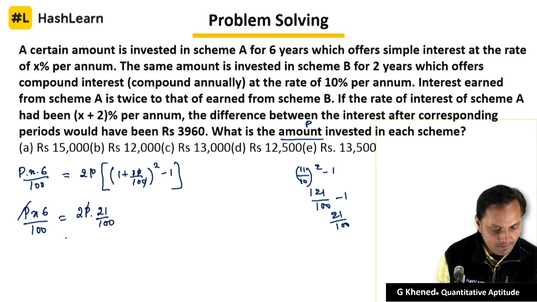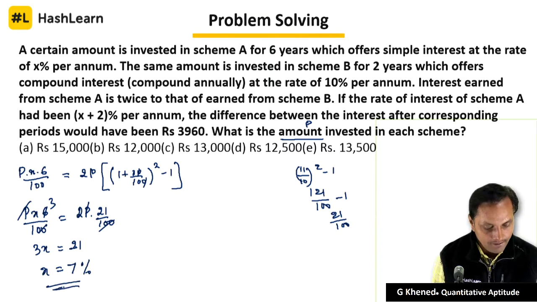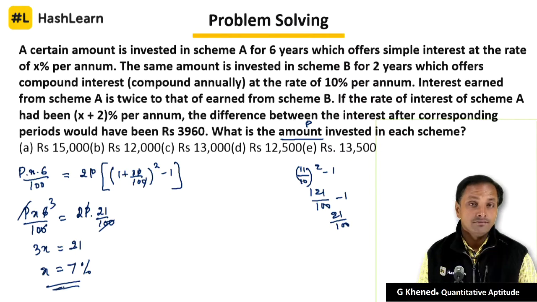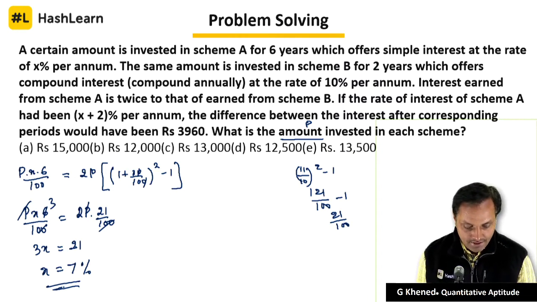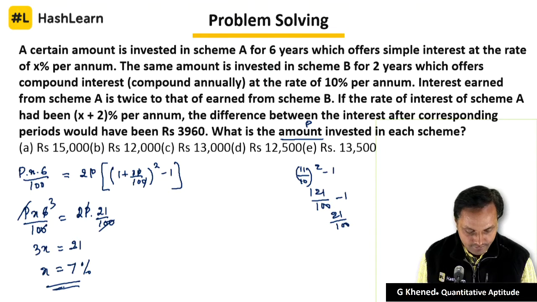You can cancel P with P, 2 ones are 2, 3 sixes are 18, so you will have 3x is equal to 21. You can cancel 100 with 100, so x is 21 by 3, 7 threes are 21. So this is the first part of the question. Whatever the information is given there, using that you can easily say that x is 7%.